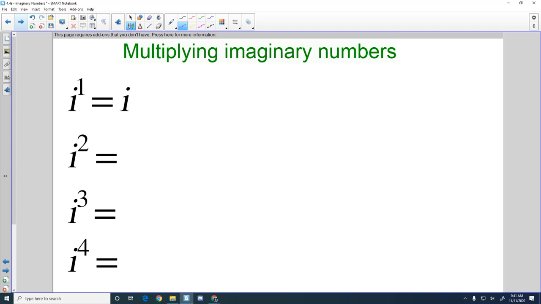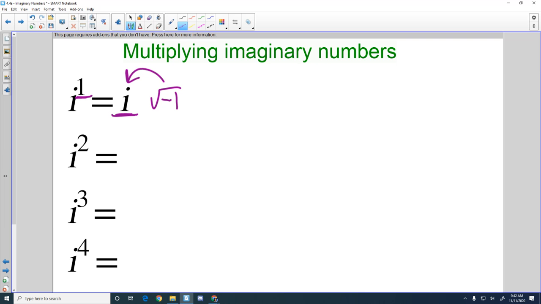First off, let's look at just i to the first power. Well, just like everything else, anything to the first power is just itself. So if you ever have an i to the first, we just write it as a regular old i. You wouldn't write it as the square root of negative 1. You wouldn't go back to that. If you have a square root of negative 1, you would write it as i.